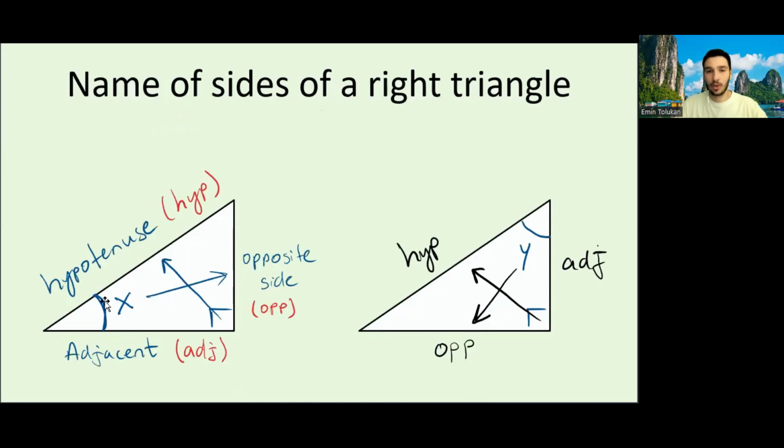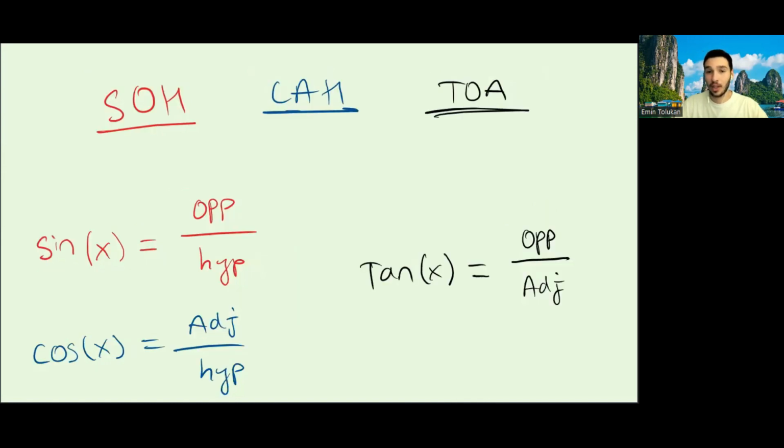We already know what opposite, adjacent, and hypotenuse are, and now we know what sine, cosine, and tangent are. Sine of a certain angle is opposite divided by hypotenuse. Cosine of a certain angle is adjacent side divided by the hypotenuse side. And tangent of a certain angle of interest is the opposite side divided by the adjacent side. So we are now ready to take an example in our hands.